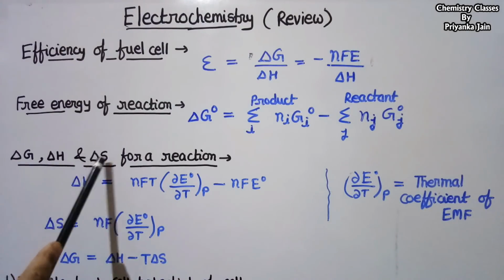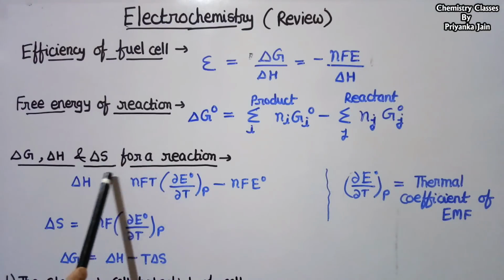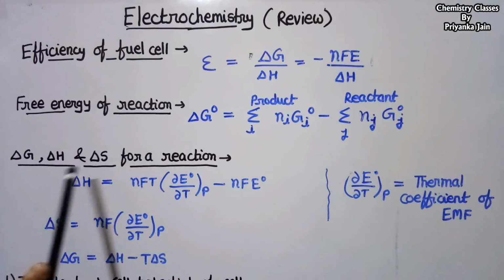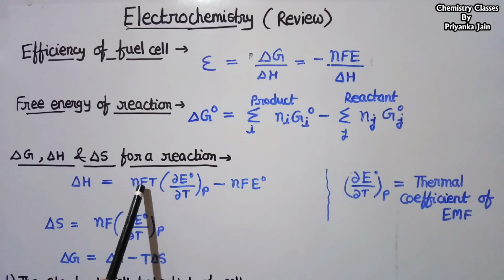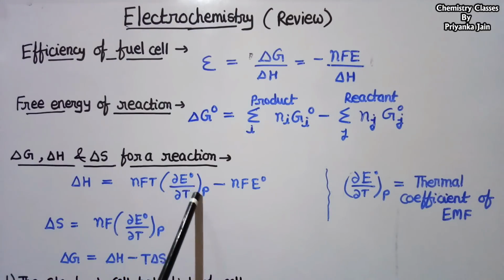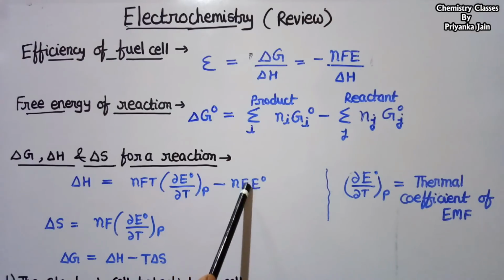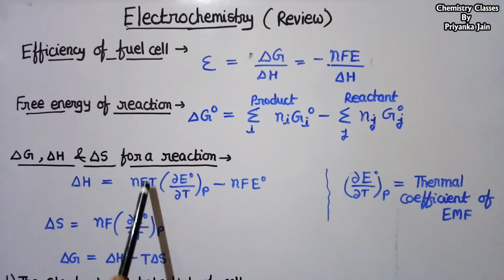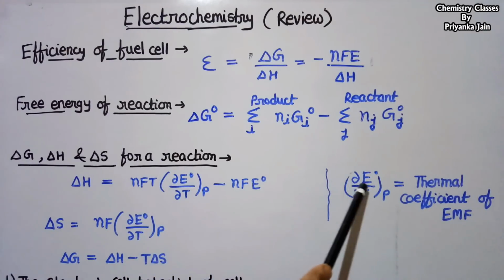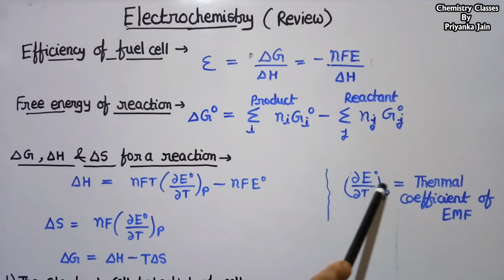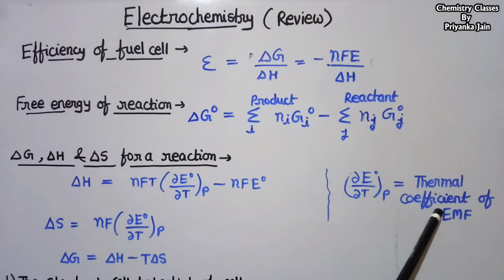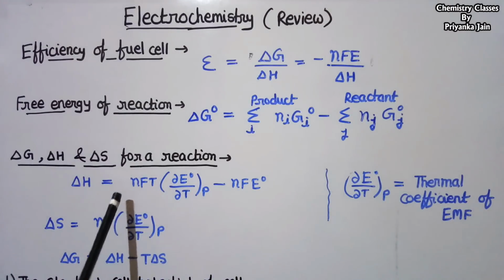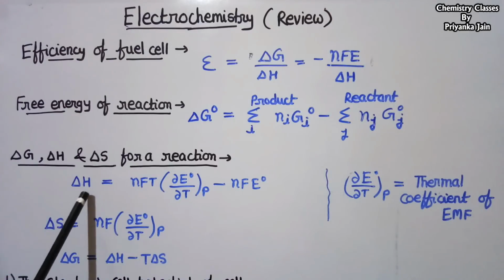Then the other thing is to find the value of del G, del H, or del S if we are given the EMF of the cell. There is a formula for it. Del H is given by nFT del E naught upon del T at constant pressure, minus nFE naught. Here this term, del E naught upon del T at constant pressure, is called the thermal coefficient of the EMF. By this formula we can calculate the enthalpy change.